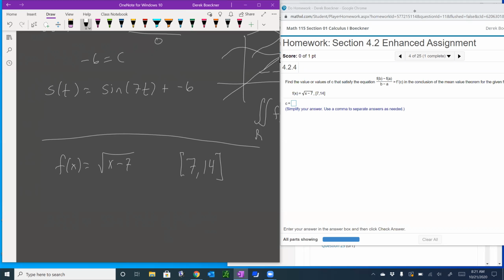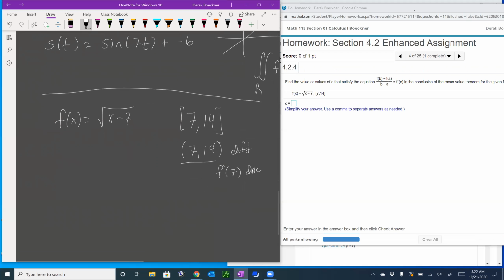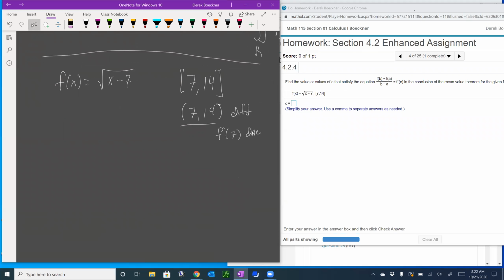So this is differentiable on 7 to 14, but not at 7, right? F prime at 7 doesn't exist. And that's okay. We don't need it to exist for the mean value theorem. It just has to be differentiable on the interior. How do I know that F prime at 7 does not exist?